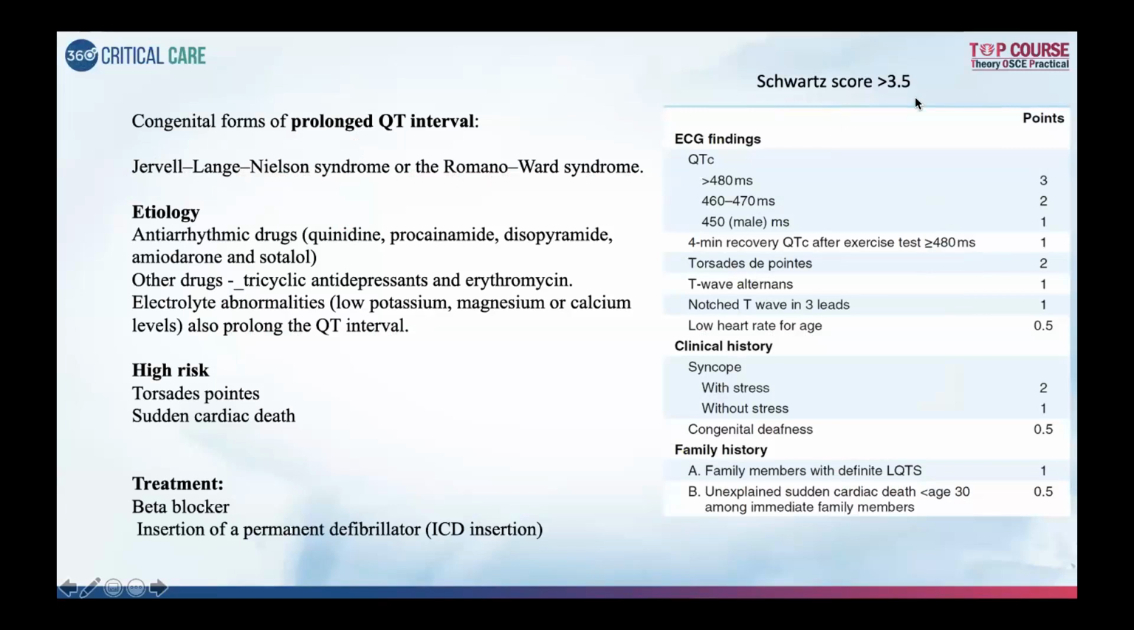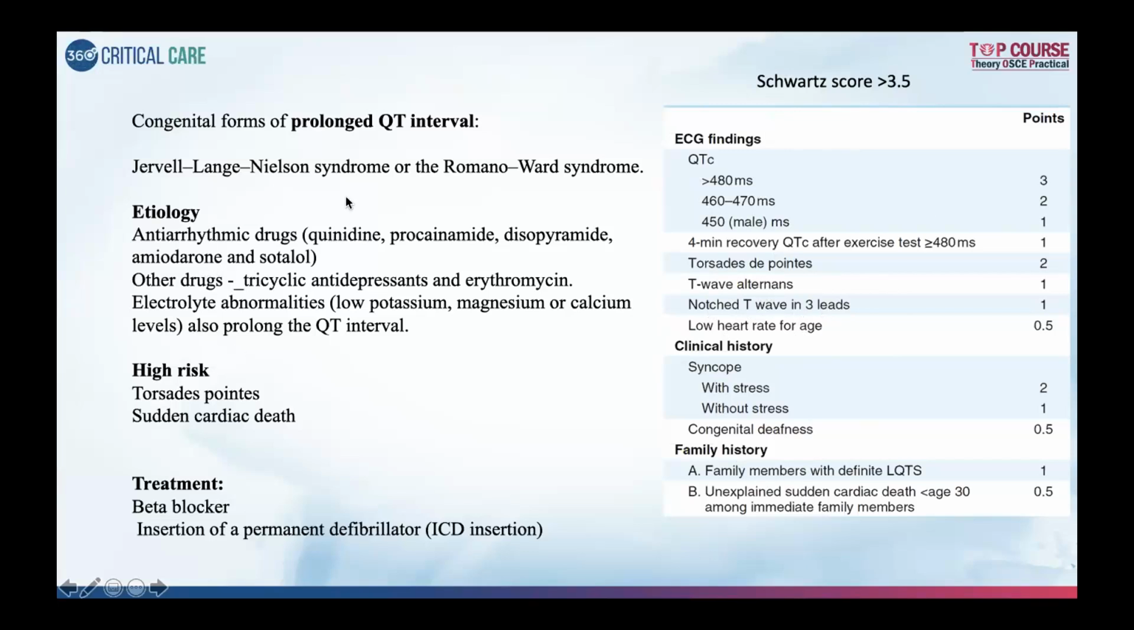So how will you diagnose? What is the score? This is the Schwartz score, okay, wherein you have the typical ECG findings, clinical history, and family history. In the ECG, you can find the QT that is prolonged, and then you can also find these abnormalities. Here, we also saw some T wave abnormalities, T wave alternans, notched T waves, and then syncope, congenital deafness, and family history of unexplained sudden cardiac death. So these are the other things that you can look into, and you can score. If it is more than 3.5, then it is diagnostic of a long QT.